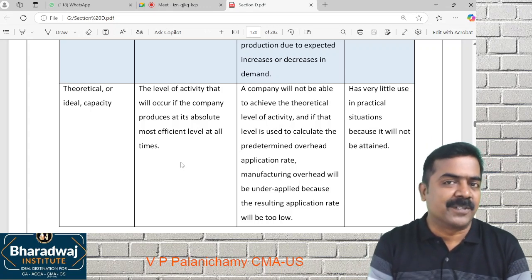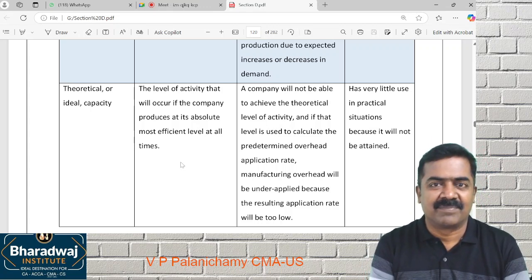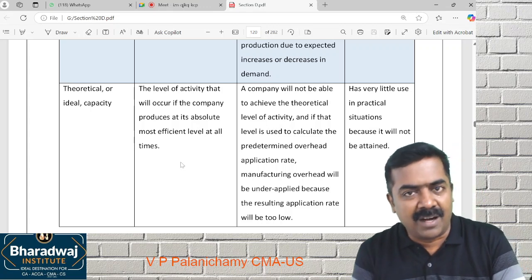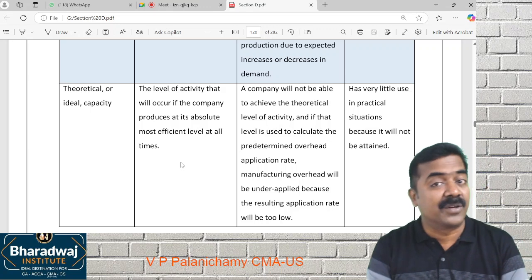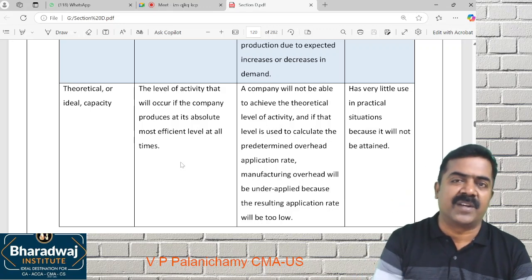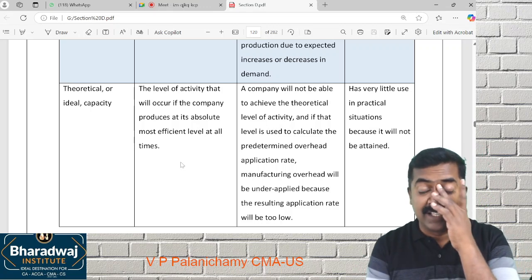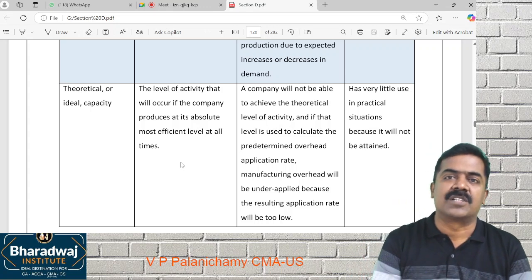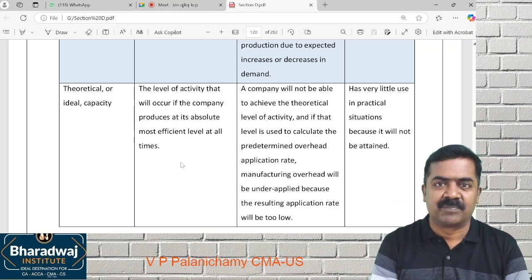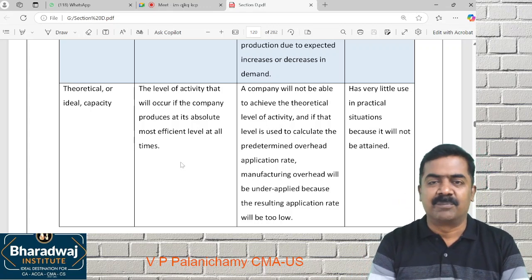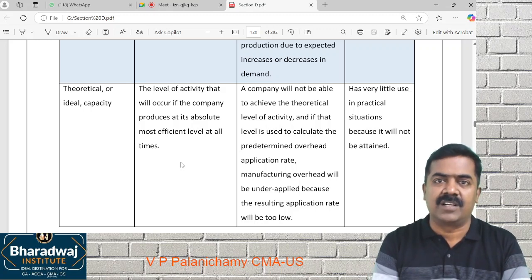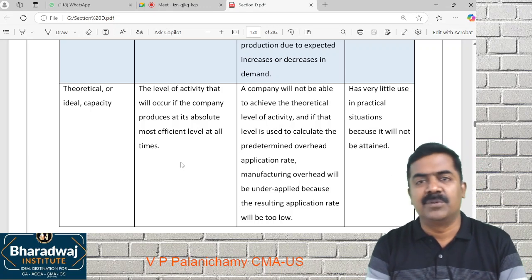Is it practically possible to produce that much? Is it practically possible to manufacture 100 units per hour consistently for 24 hours a day into 365 days a year? Impossible. Theoretical capacity is nothing but the maximum capacity of a machine, if it is run without stoppage. If you don't stop the factory at all, if you manufacture continuously, it will give you the output.